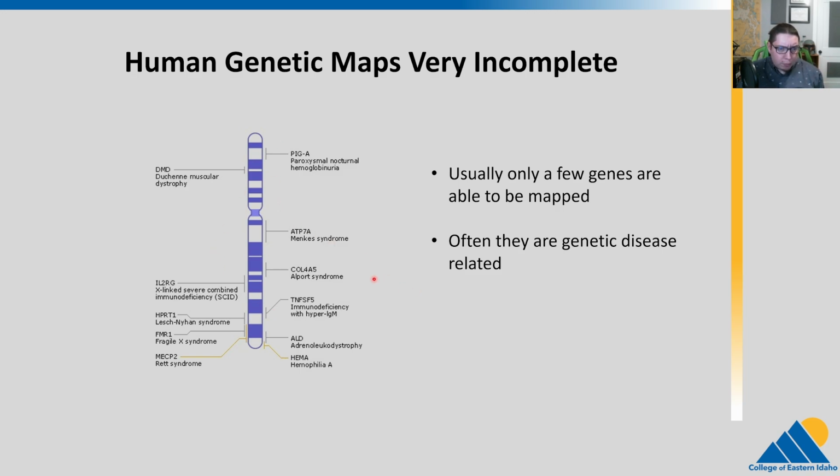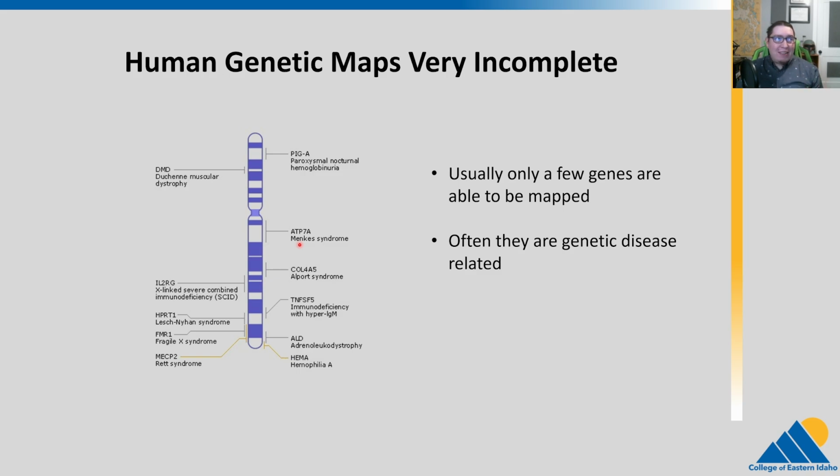All right, well, many of these look like Alport syndrome, Duchenne muscular dystrophy, hemophilia A, Fragile X syndrome. None of these things sound very good, do they? They sound like genetic diseases. So our initial human genetic maps were often very, very focused on genetic diseases because those were easy traits that we could map. Okay, so we did have genetic maps, but how do we figure out what chromosome they're on and where on that chromosome they actually lay?